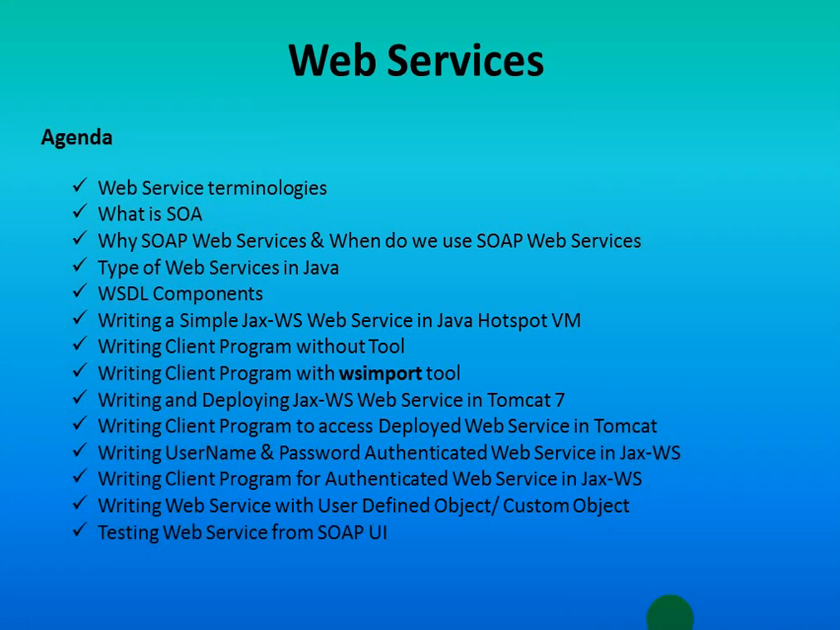I'm writing a simple Jax-WS Web Service in Java Hotspot VM, and writing client program without tool, and writing client program with wsimport tool, and writing and deploying Jax-WS Web Service in Tomcat 7, and writing client program to access deployed web service in Tomcat. How do we access the web service from the deployed service?